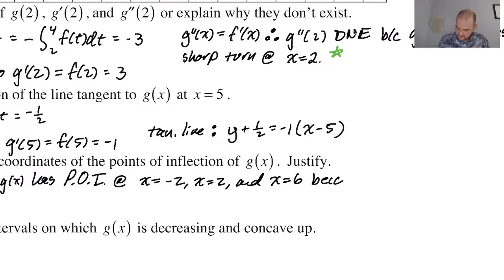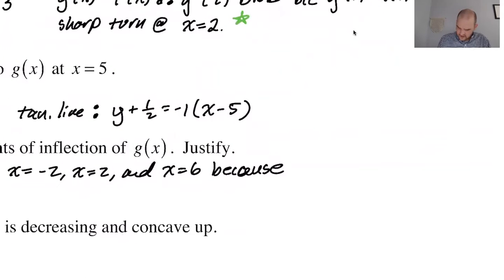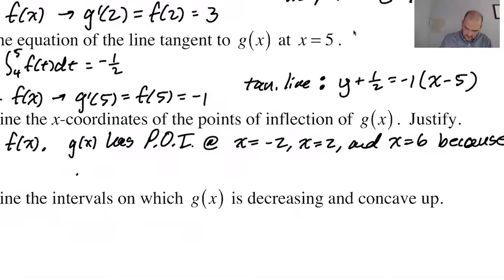because I abbreviate that so often that I forgot how to spell because there for a second. Because g prime of x, which equals f of x, has relative extrema at those values. That's all you need.